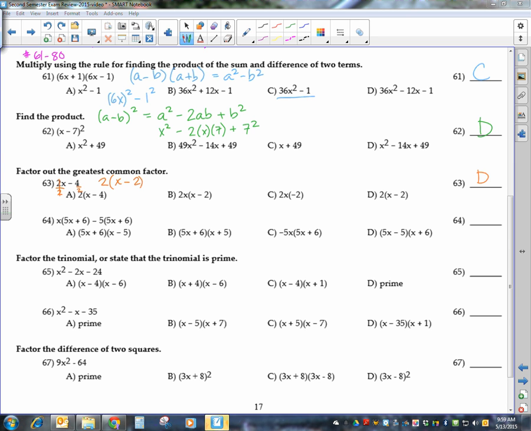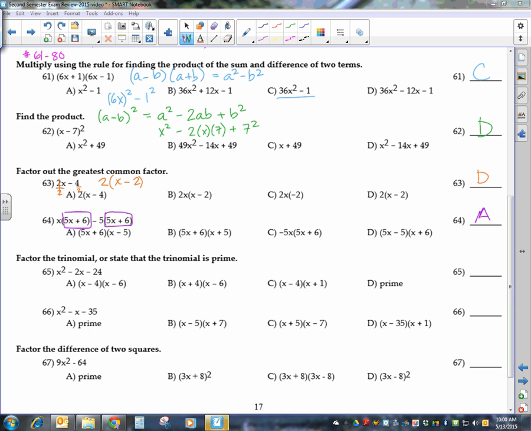64. Okay, this is our common factor. This quantity of 5x plus 6. So we take it out. Hopefully you can see that what's left is x minus 5. So our answer is A. Kind of missed that there.